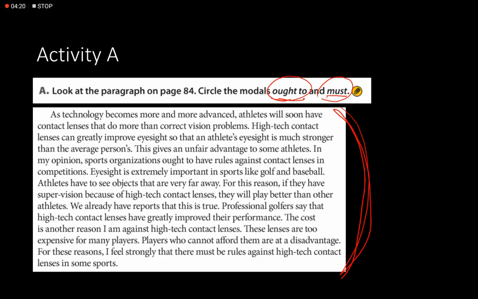Okay, so now let's have a look at the answers. So guys, please make sure you have paused the video so you can try and attempt this exercise. So we can see one here, sports organizations ought to have rules. Okay, and the second one, I feel strongly that there must be rules. Okay guys, can you see the verbs that we have here? Ought to have, and here must be.